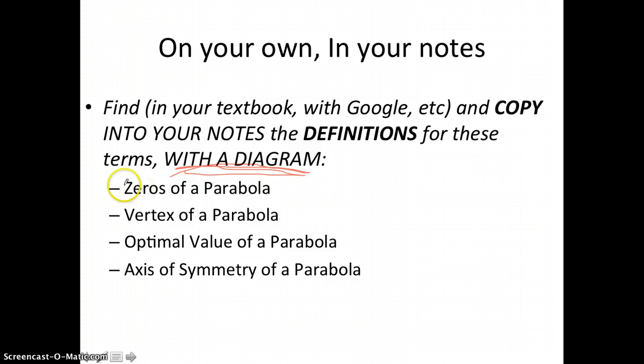So these are things you're going to define. You're going to define the zeros of a parabola. You're going to define the vertex, the optimal value, and the axis of symmetry. So these four terms. So you can freeze the video here just while everybody does that. So again, you're looking in your textbook. You're going to check on Google. This is something you're going to need to have in your notes. So you're working on this independently. So that means quietly by yourself. Okay, go. Pause the video. Go ahead and do that.